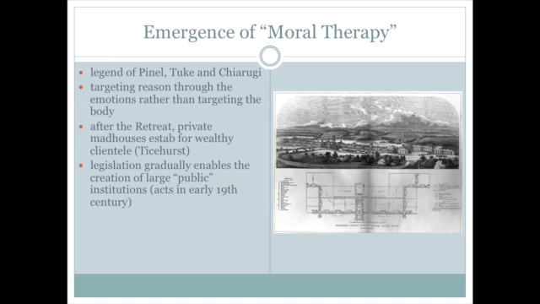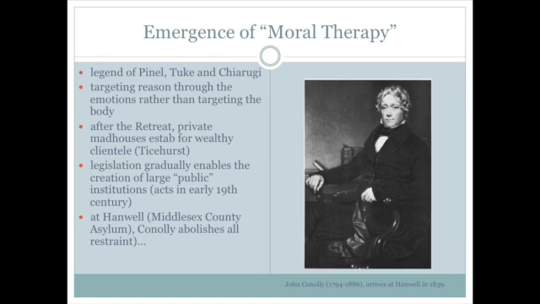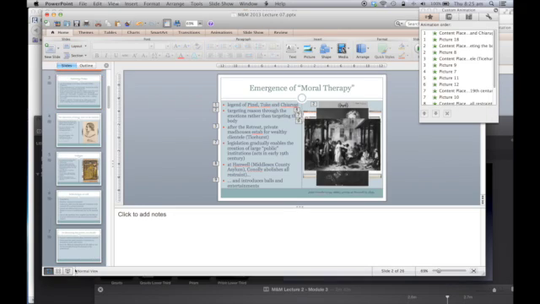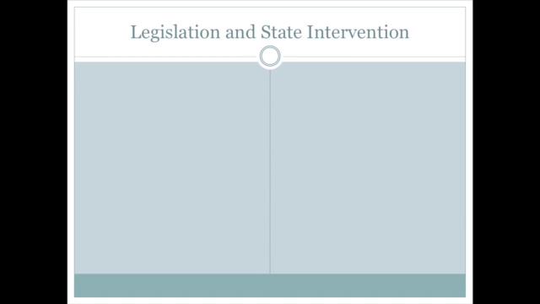And we see as well legislation that gradually enables the creation of large public institutions, and there are a series of acts passed in the 19th century that I'll look at in a moment. And again, to recap, at Hanwell and at a number of other asylums, individuals like Connolly abolish all restraints and introduce the balls and entertainments. We can see some of this legislation here.